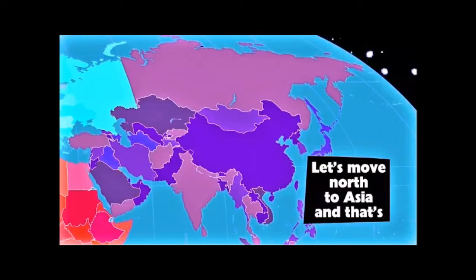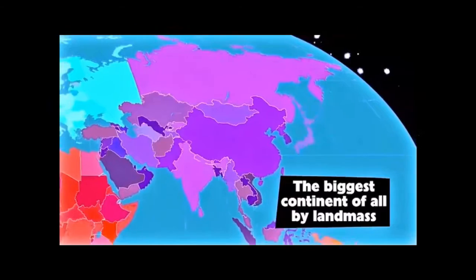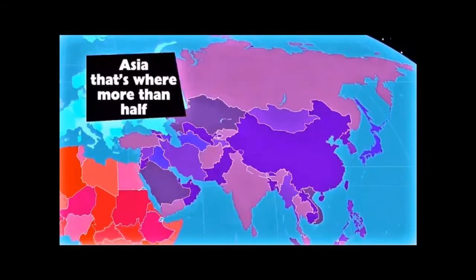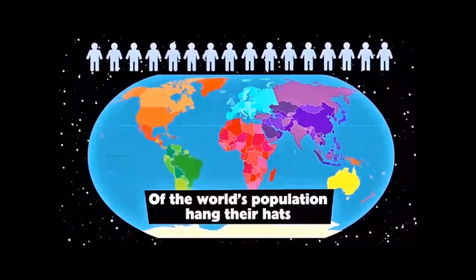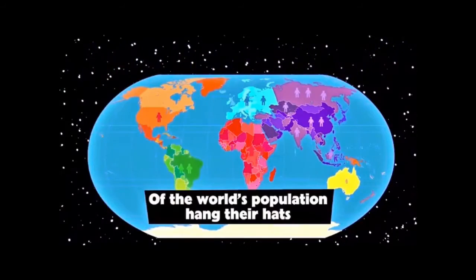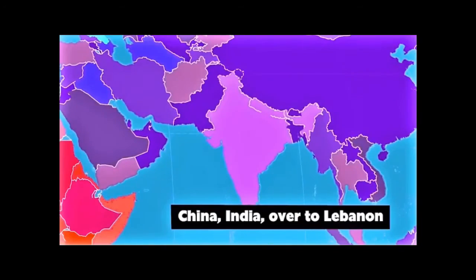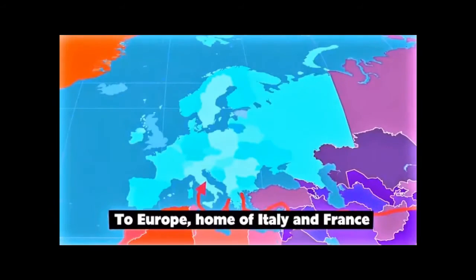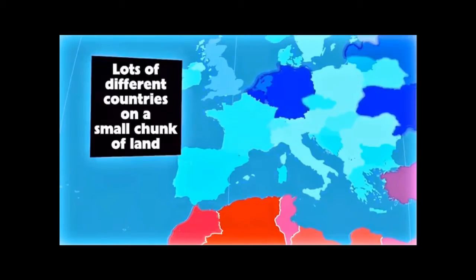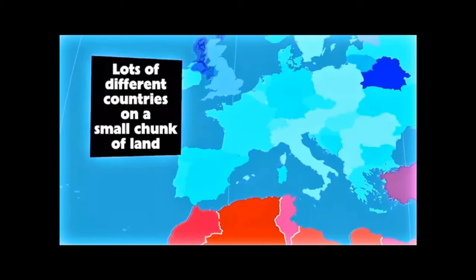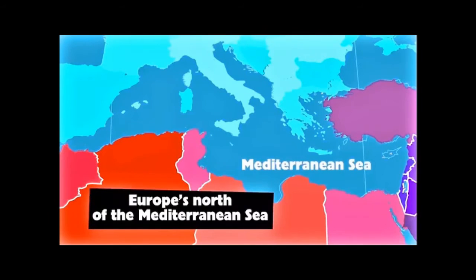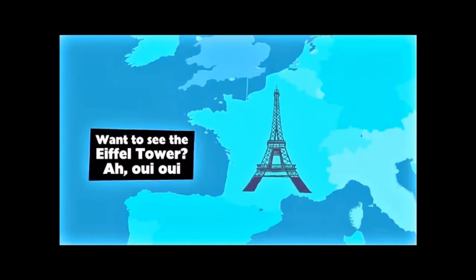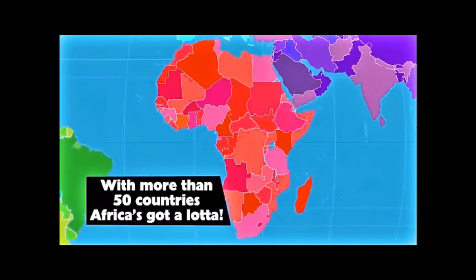Let's move north to Asia, the biggest continent of all by landmass. Asia, where more than half of the world's population hangs their hats. China, India, over to Lebanon, and follow the Silk Road west to Europe. Home of Italy and France, lots of different countries on a small chunk of land. Europe's north of the Mediterranean Sea. Wanna see the Eiffel Tower? More than 50 countries.